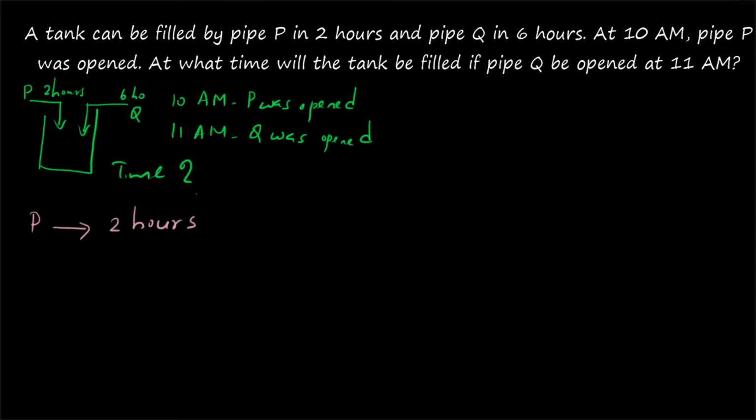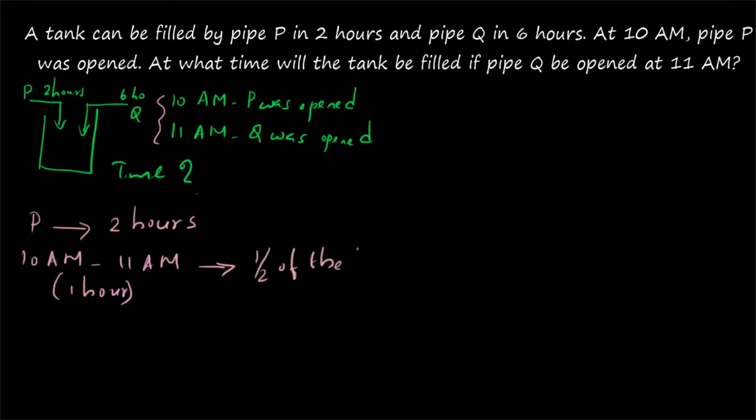At 10 am the pipe P is opened. So by 11 am how much of the tank will be filled? 1 hour. So from 10 am to 11 am P was working alone, and that is 1 hour. In 1 hour, how much part of the tank will be filled? Pipe P takes 2 hours to fill the tank in total. So within 1 hour, half of the tank will be filled. You have no need to use the formula, you can tell directly, because 2 hours is the total time taken.